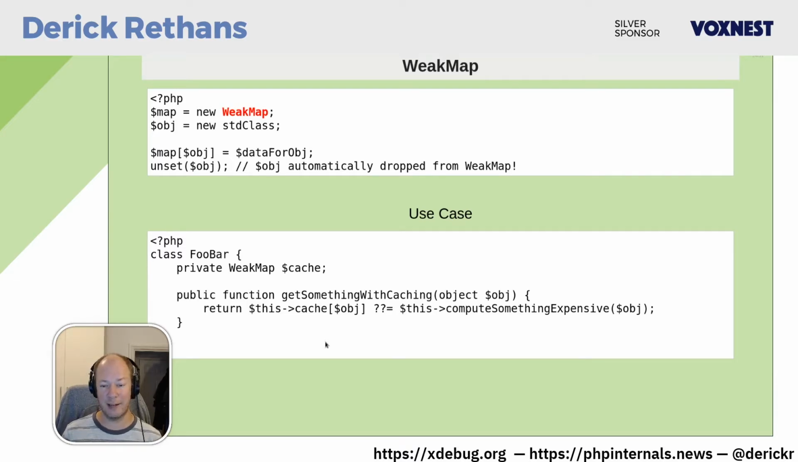And this makes a lot of sense in caching layers, as you can see in the second example, where I have the class Foobar with a cache WeakMap. If we then call getSomethingWithCaching, we pass in the object. If this object is already set in the cache, then we can just return what is in there. If not, we can set the result of computeSomethingExpensive to the cache object and be done with it. As long as the object itself that is being passed into getSomethingWithCaching stays in scope, the cache will be used, and otherwise it will not be. So this is a way of storing this metadata with objects without preventing PHP's memory manager from freeing up the memory itself.